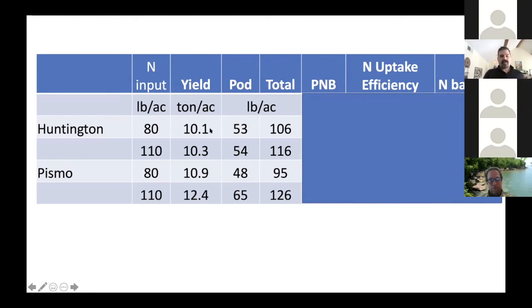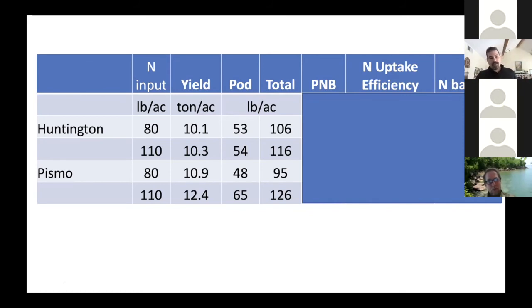And you can see in the Huntington that we didn't see much difference between the yields between the two rates, but we did see another yield bump between those two rates in the Pismo. So we're looking at about 50 pounds of nitrogen up to 65 pounds of nitrogen removed in the pod. The total amount of uptake can be up to 120, certainly over 100, 125 pounds of nitrogen in the total plant on a per acre basis. So what does that look like?